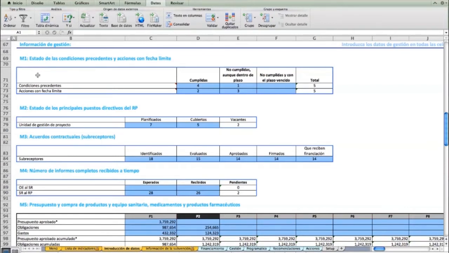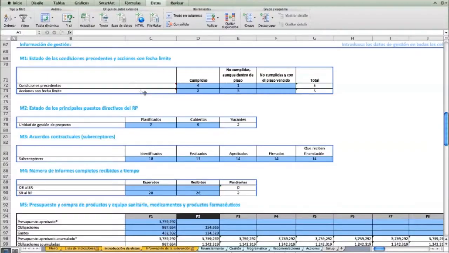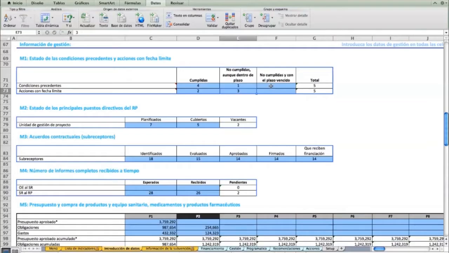It is important that the country coordinating mechanism be familiar with this to establish and know the status of these conditions, since their status will determine the next disbursement to the country. There is a space to establish how many conditions precedent have been met and how many actions with deadlines have been finished. There are also cells for those actions that have not been finished but are still within the time limit allowed to them, and those that were not met and whose time has elapsed.